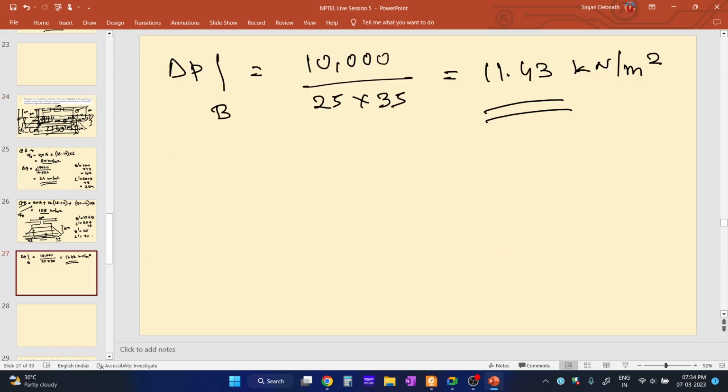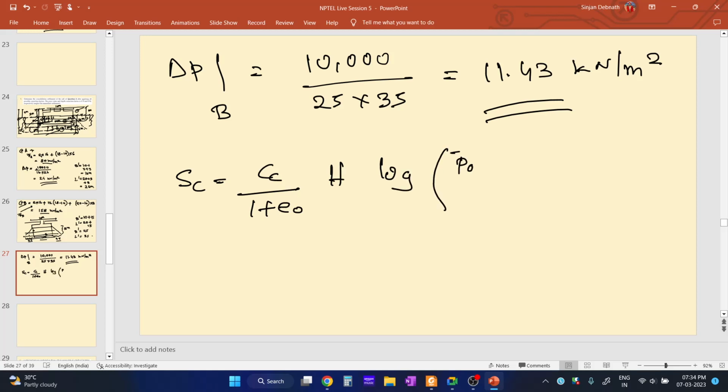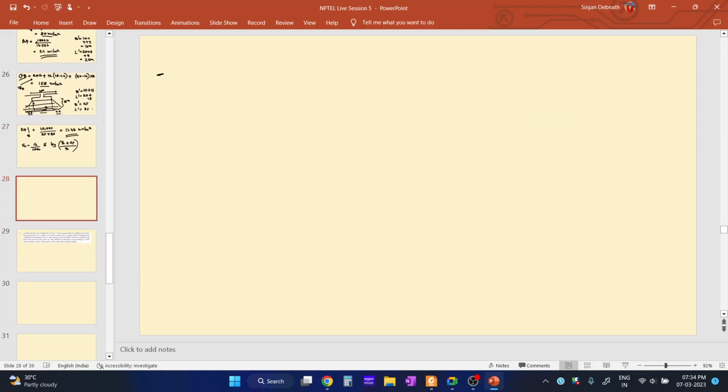So what is the equation? The equation is S = Cc, that is the compression index, divided by 1 plus e0, into H, the thickness of the layer, into log of (P0, that is the effective overburden pressure, plus del P, the additional pressure) divided by P0, the overburden pressure. This is the equation. We need to just calculate for both the layers and sum it up. So what will be the total consolidation settlement?